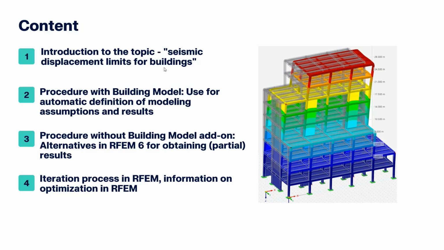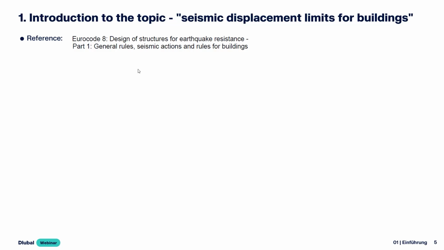And in the last place, a small conclusion about the iteration process in RFEM and information on optimization in RFEM, so related to seismic displacement and seismic design for buildings. Okay, so let's get started with the first topic, the introduction to the topic seismic displacement limits for buildings. So the reference for today will be the Eurocode 8, design of structures for earthquake resistance.